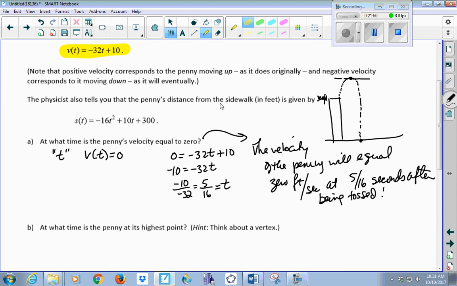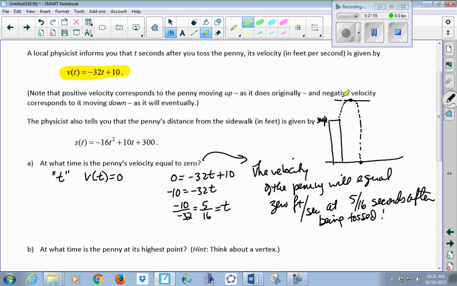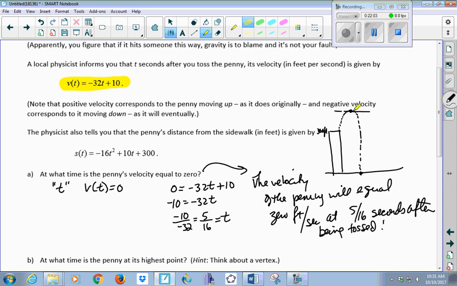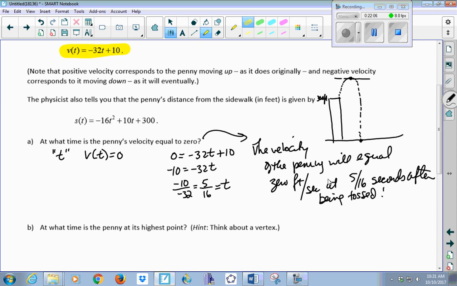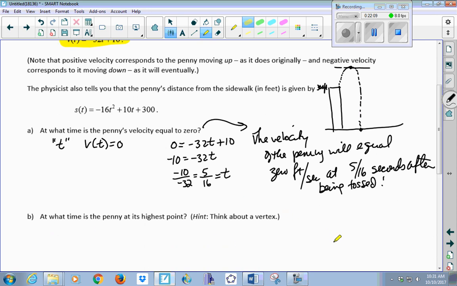Okay. At what time is the penny at its highest point? Well, if the penny's velocity is 0 at 5/16, so that's going to be when it reaches its highest point before it starts to fall down. Maybe we should get exactly the same answer for B as we do A. Well, let's see. At what time is the penny at its highest point? That has to do with distance above the ground. Highest, every time I see these superlatives, highest, biggest, most, I think vertex, always, always. So let's take a look.